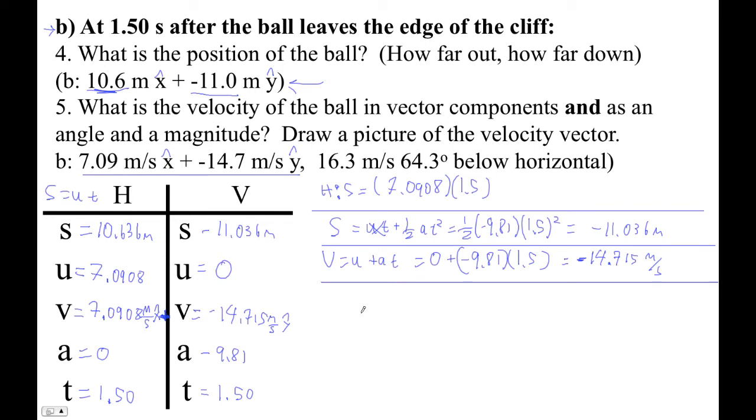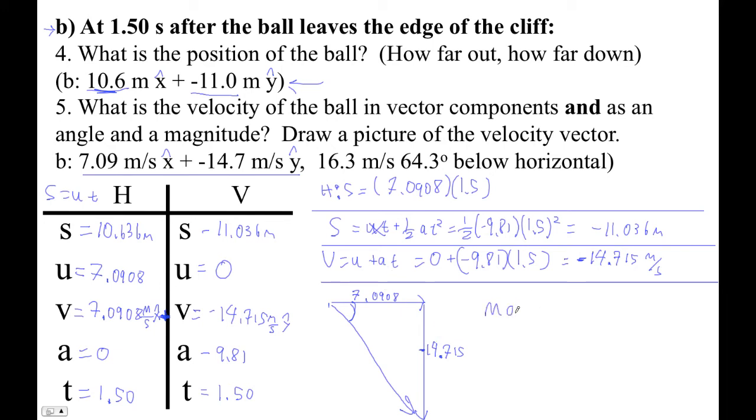So now we've got to draw a picture of this. Oops, failure to draw a horizontal line. Okay, there we go. There's our horizontal. Here's our vertical. Notice that the vertical is bigger than the horizontal. We're going to find this angle, this side. So this is 7.0908. This is 14.715. And somebody will always say, why didn't you put the minus sign on there? So let's do that. And these are all meters per second.